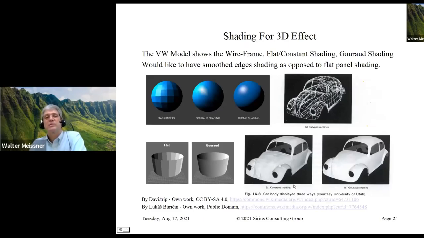Okay, so once hidden surfaces have been removed, the other thing is to do some kind of shading. If there's no shading at all, everything looks like a blob, and there's no 3D possible.